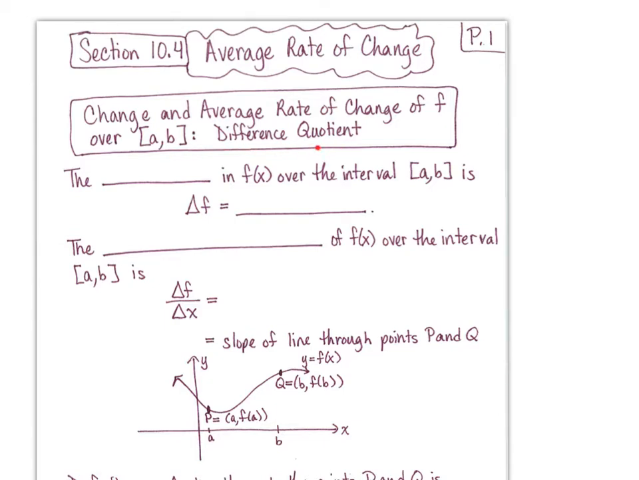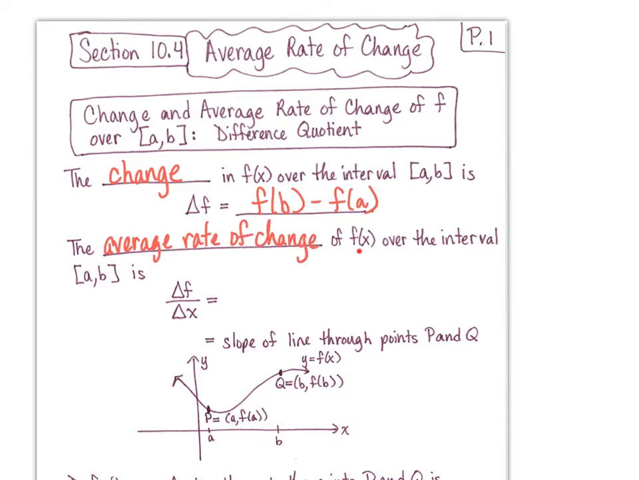The idea we're going to discuss is that of a difference quotient, and if you took pre-calculus, you most likely will have seen this idea already. Okay, so let's start out here. The change in f of x over the closed interval AB is denoted as delta f. We use delta to denote change. So we read this as change in f. That's equal to f of b minus f of a.